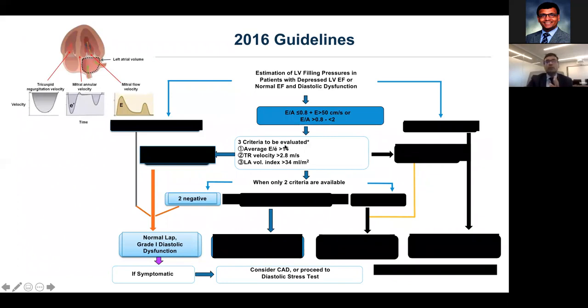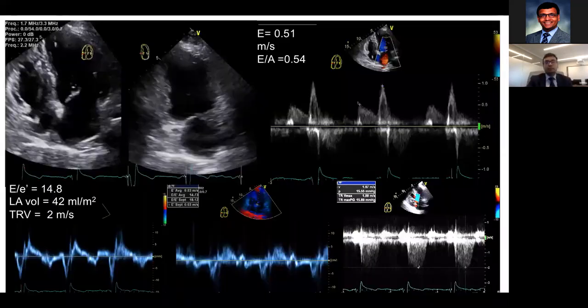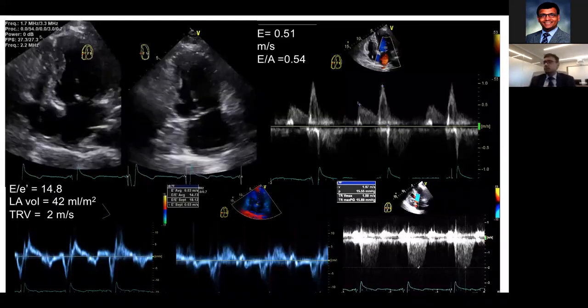If you have a transmitral filling pattern that is showing completely normal, and if two or more are negative, then it's grade 1 diastolic dysfunction. And if, on the other hand, two or more of the criteria are abnormal, then it could be elevated filling pressure. So let's see an example here.